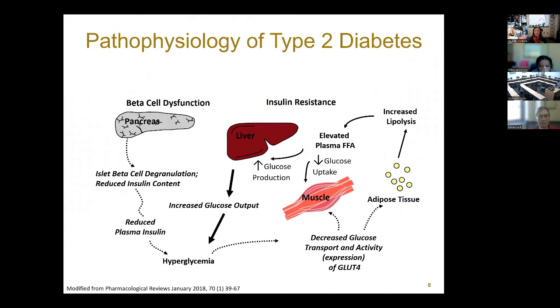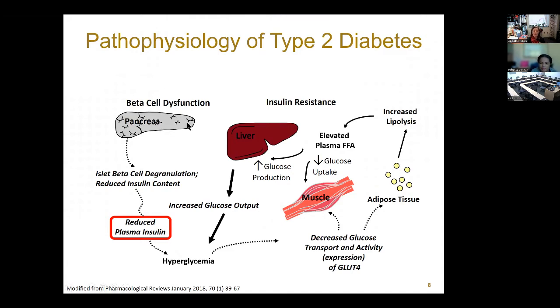Type 2 diabetes is a heterogeneous disorder that's characterized by both hyperglycemia as well as insulin resistance. Both of those together give us that overt disease phenotype. Beta cell dysfunction, which you see over here on the left, is believed to arise from islet beta cell degranulation and reduced insulin content. This results in reduced levels of plasma insulin that you can see here. In the large epidemiologic studies, this is what we would typically measure to assess beta cell function, so we would measure a fasting insulin value.